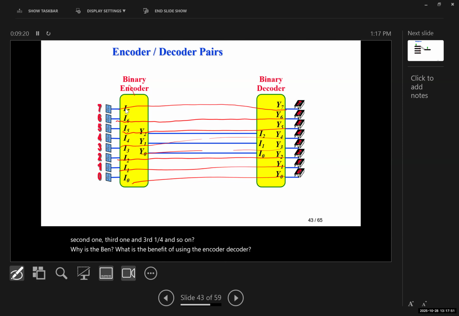If I do that, I actually get rid of the encoder and decoder and make it much simpler. So imagine I want to control some outputs, lights, using some keys. I have 8 keys and 8 lights. I can use a decoder encoder, or I could directly connect the lights to the switches. What is the benefit of using binary encoder or binary decoder in this system?